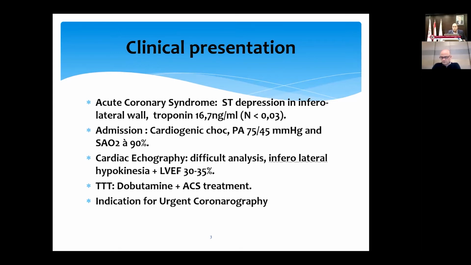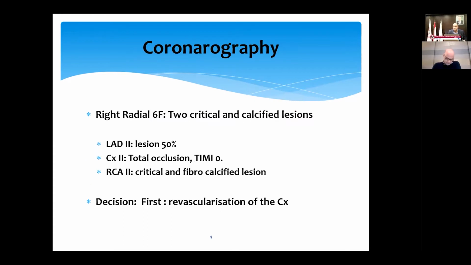We did a rapid cardiac echography, which was difficult to analyze, but we can show an inferior and lateral hypokinesia with ejection fraction around 30 to 35%. We started directly with classical acute coronary syndrome treatment associated with dobutamine. And we went to cardiac catheterization rapidly.